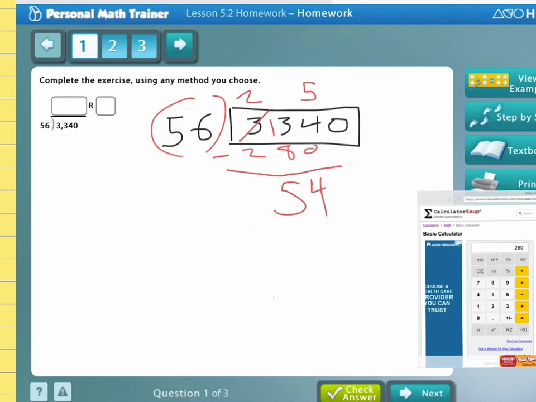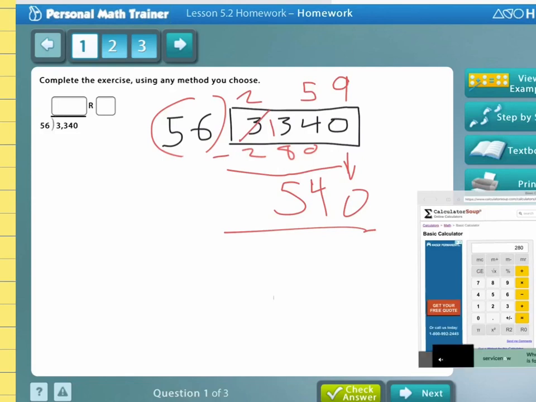So 5 times 56 is 280. We bring down the 0. Now how many times will 56 go into 540? Well, I know that 10 times 56 is going to be 560, so it's kind of obvious here that we're going to use 9 as our quotient. If I want to check that, I can check it with my calculator, but obviously I'm just checking with the calculator. I'm not using the calculator to get my answer, because that's not going to help me.